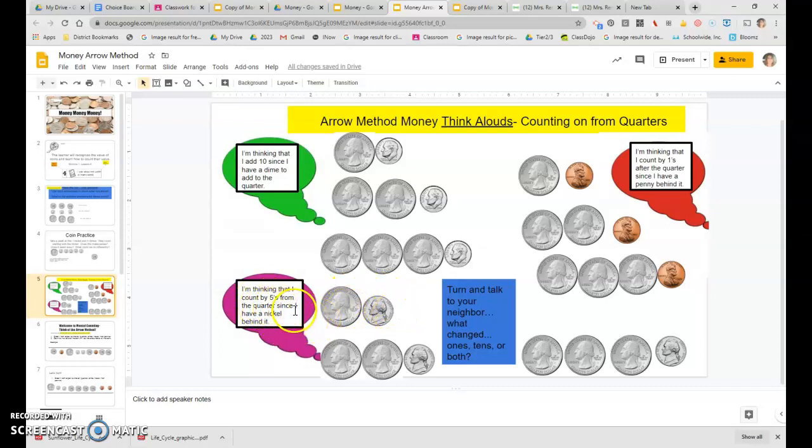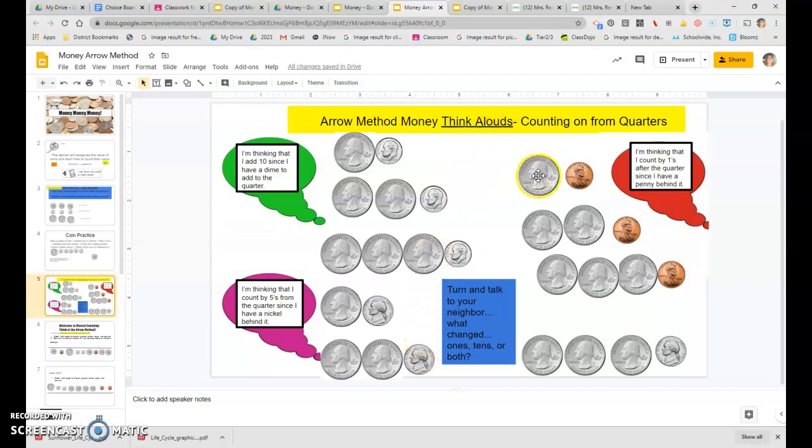Okay? If I go down here, now I'm going to use a combination of a quarter and a nickel. I'm thinking that I count by 5s from the quarter since I have a nickel behind it. So 25, now it's like counting by 5s. 25, 30. If I have 2 quarters, I'm going to say 25, 50. 5 more is 55. Okay?